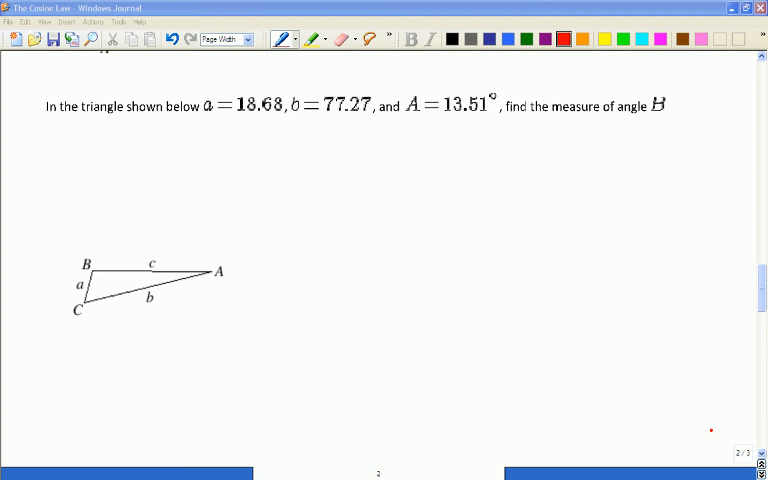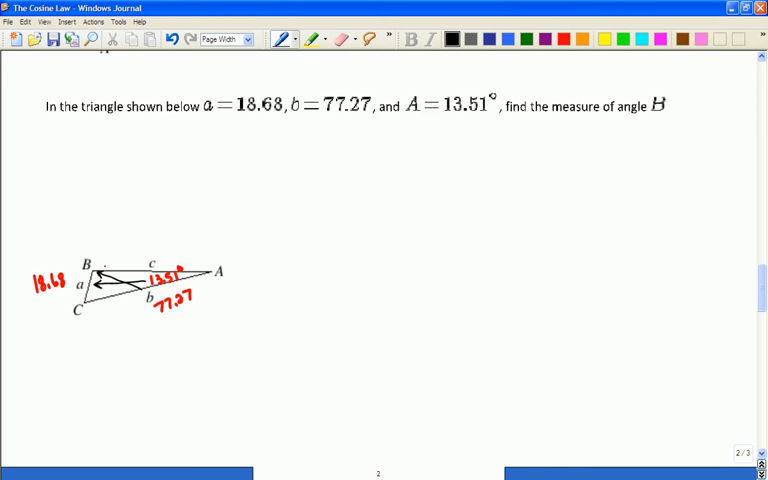So again, you should be starting to think about when you're going to be using sine law and when you're going to be using cosine law. In this case, I'm looking for angle B, and it's going to be side A that's given, so 18.68. Side B here is 77.27, and I know that this angle is 13.51 degrees. So this is a case for the sine law because I'm using angles and sides that are opposite to each other.